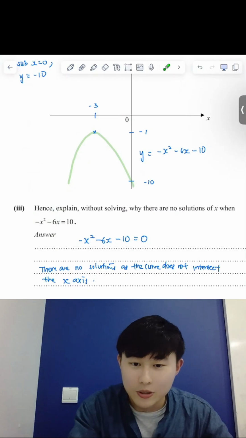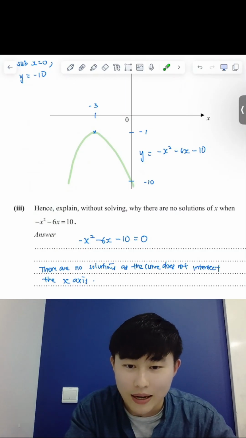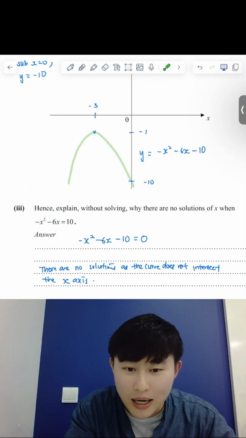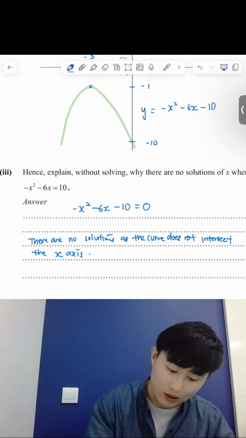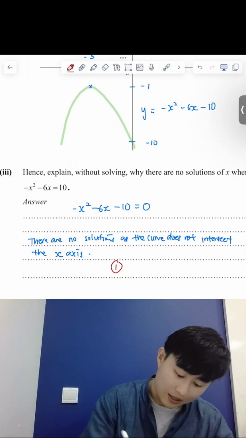Can I write it if the max point is minus 3, minus 1? Minus 3, minus 1. Okay, you can do that. So you have to tell me two things, if you want to use that. Number one, you must tell me that the maximum point.